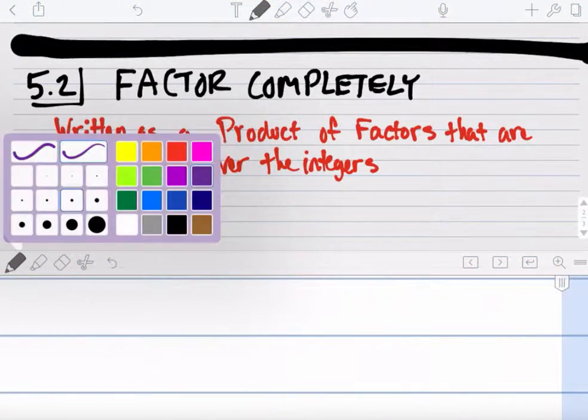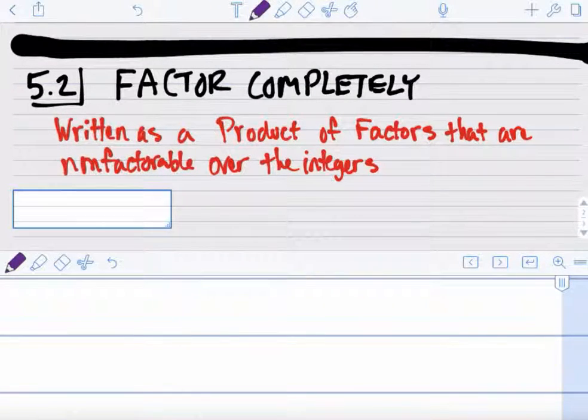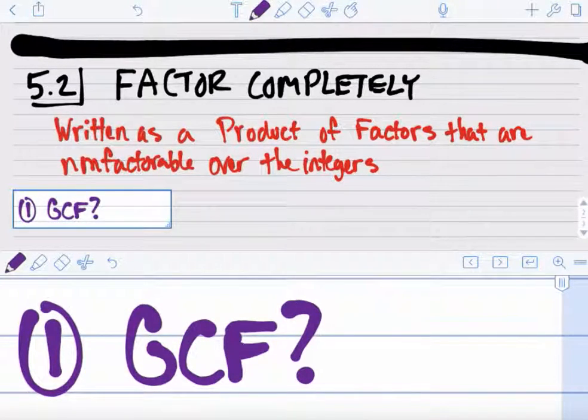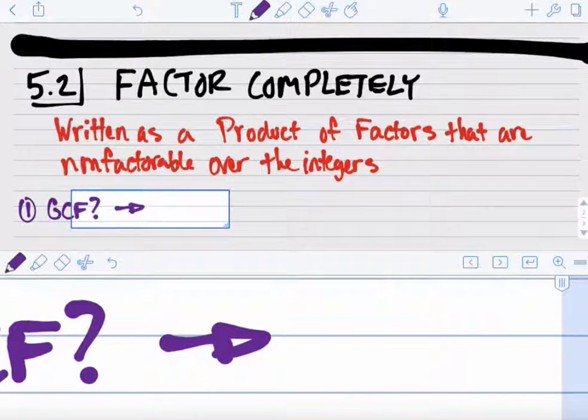Non-factorable over the integers just means that we can't factor it with x and positive and negative whole numbers. We could factor things with fractions, but we don't want to do that. So our first step is we want to check for a GCF. Is there a GCF? If there is, you pull it out.